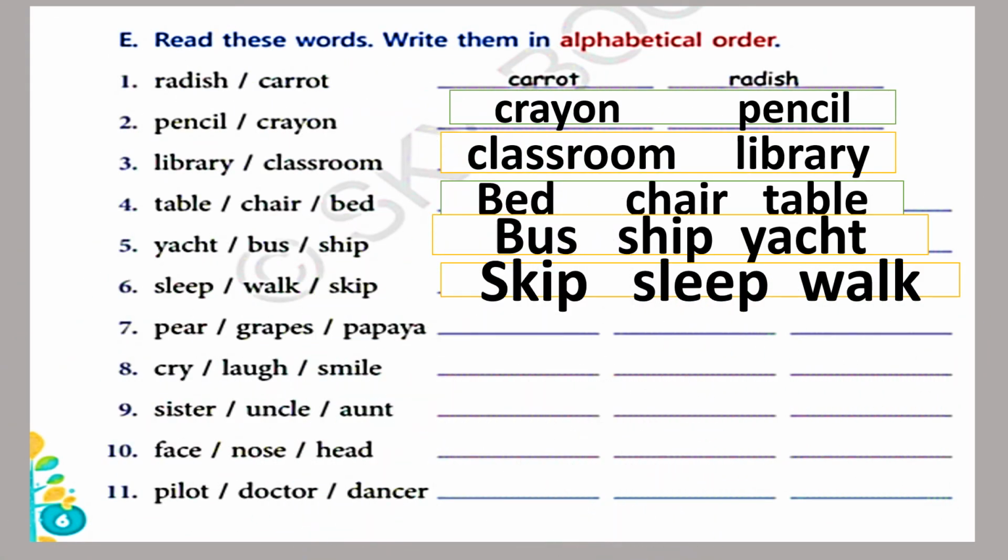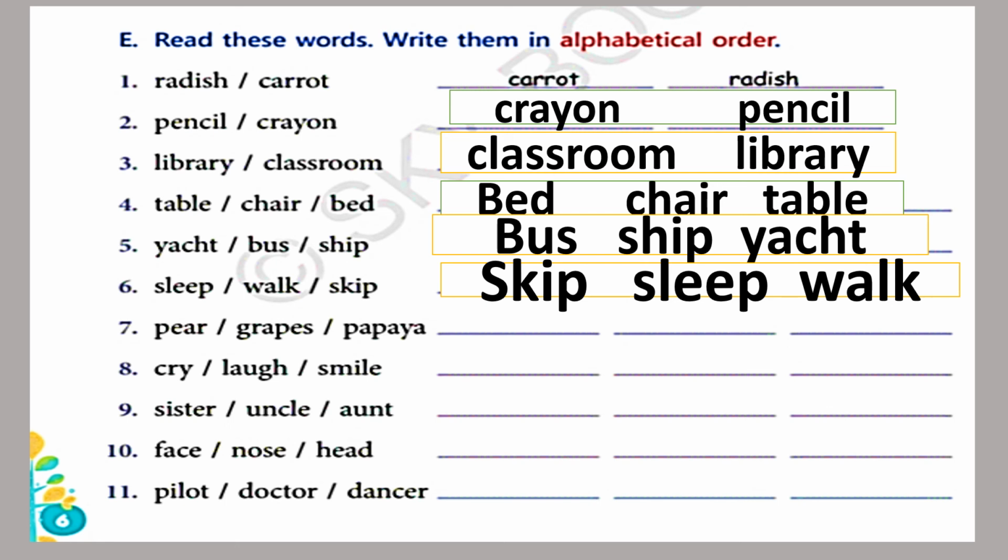Next exercise is E. Read these words, write them in alphabetical order. First one is already done, radish, carrot. So which word comes first, C or R? C comes first. So carrot will be first and radish will be second. In the next again, pencil, crayon. C or P? C comes first. So crayon, pencil.